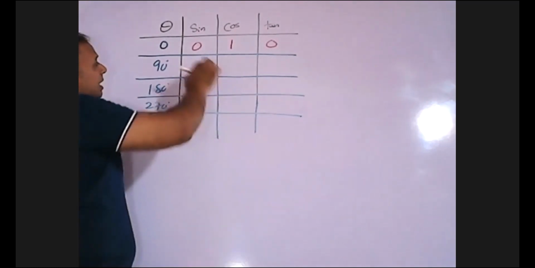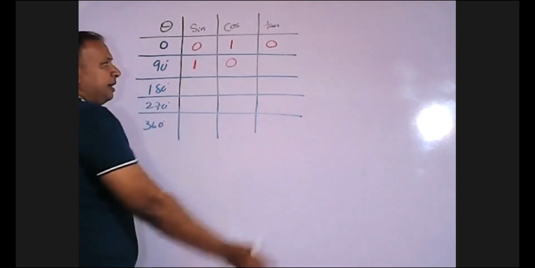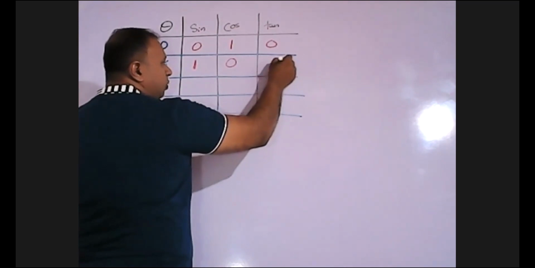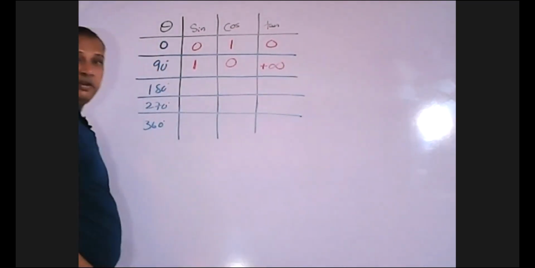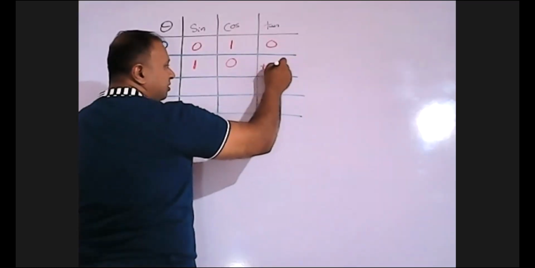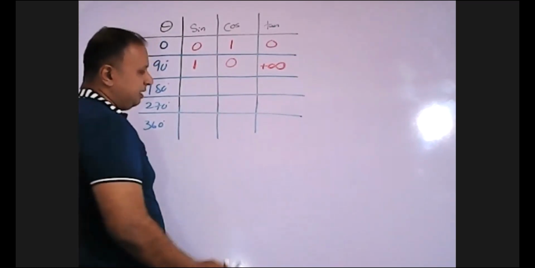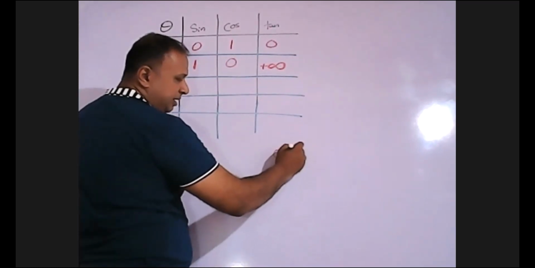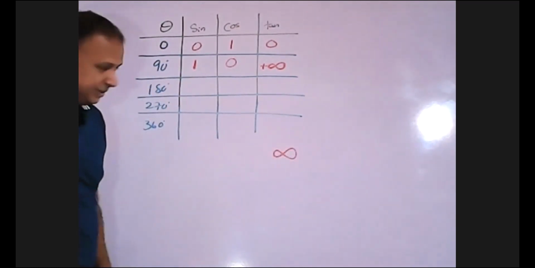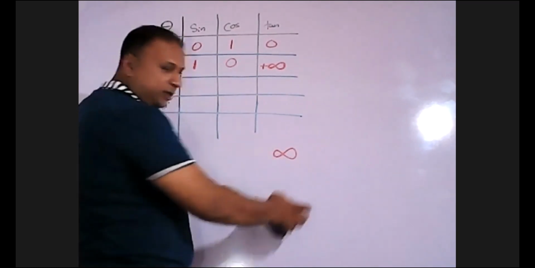Then sine 90 is 1, cos 90 is 0, tan 90, 1 over 0 means it goes to plus infinity. Plus infinity, look at this. We write infinity like the number 8 turned sideways. Okay, infinity. It is something like number 8.